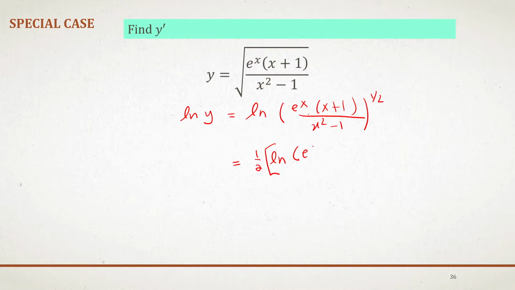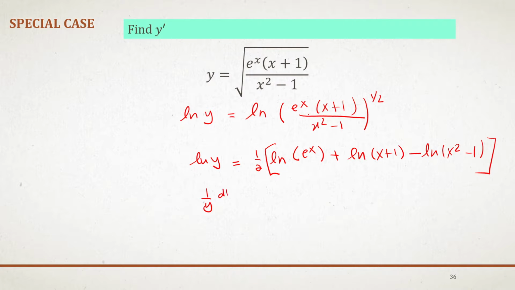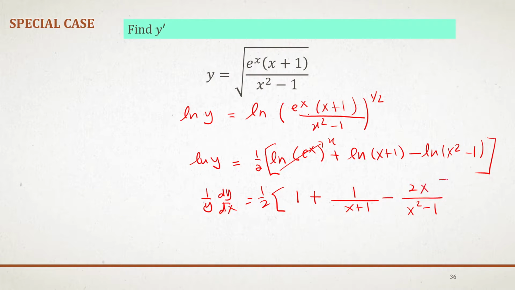I separate it, will become e^x plus ln(x+1) and minus (x squared minus 1). So now I can differentiate. This one is implicit. Differentiate ln y is 1 over y dy/dx, and then the rest I differentiate. Actually, this one I can write as an x. So I differentiate x, actually is 1, and this one is x plus 1, 1, and finally this one is x squared minus 1 and 2x.